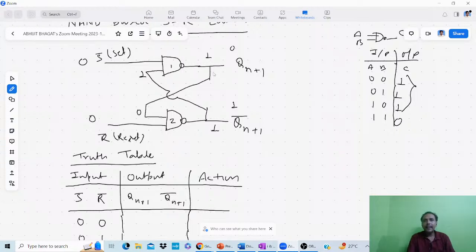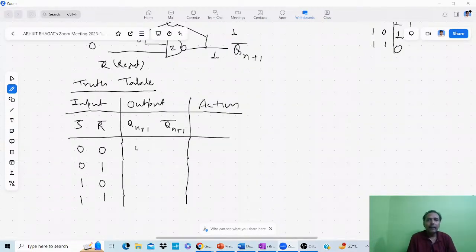So now you can see here in this case, when it is 0 0, across the output side your Q is 1 and Q bar is also 1. Okay, and it is not possible, so it is the invalid or forbidden condition. So when S bar and R bar are 0 0, in that case you will get the invalid or forbidden condition. Okay, clear?